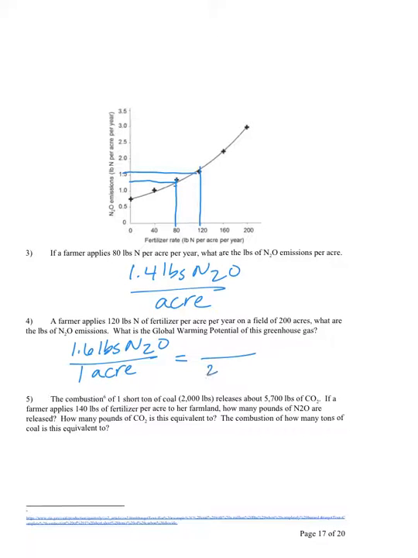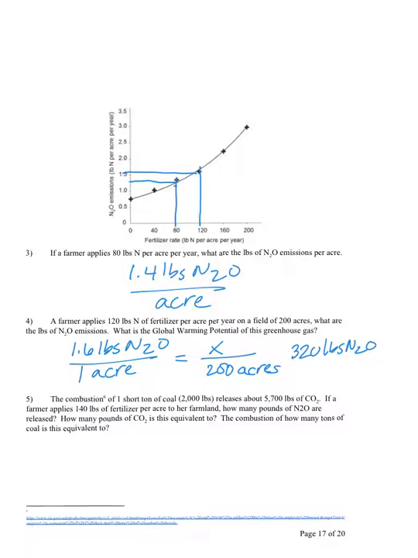So if I do it with a ratio for 200 acres, how many pounds of N2O emissions? And if I do this, I'm going to find about 320 pounds of N2O emissions. But N2O has a greater global warming potential than CO2, so I want to know what its global warming potential is. So this is where I go back to the previous page and I find the warming potential for N2O is 265 times that of CO2.